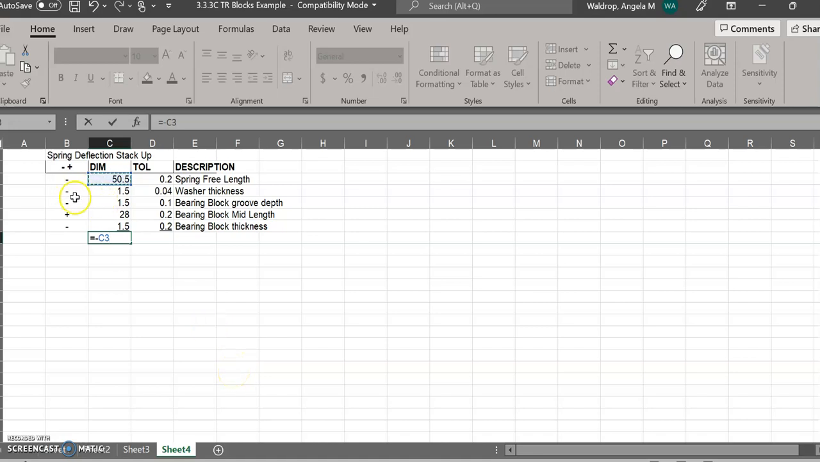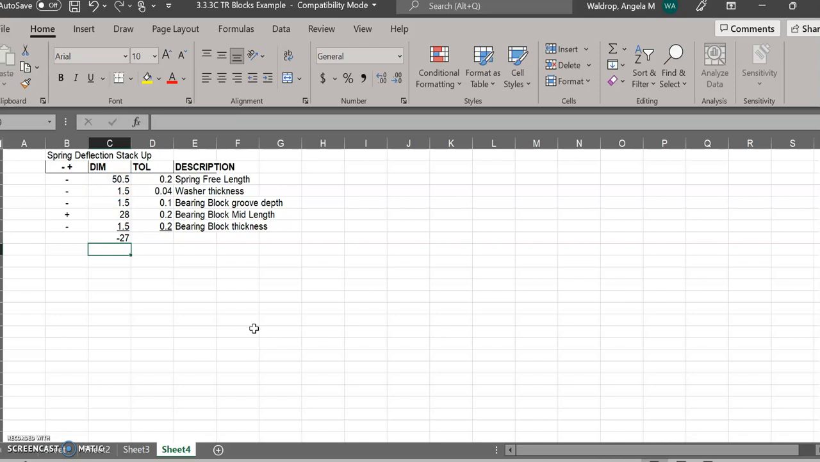I've got a minus in this row before I touch that cell. I've got a minus in that row before I touch this one. Then I've got a plus for this 28, then a minus for this 1.5, and then I can hit enter, and there's my calculation. So this spring deflection stack up, this tells me how much the spring deflects, and that is 27 millimeters. That's going to be necessary to do some spring force calculations.